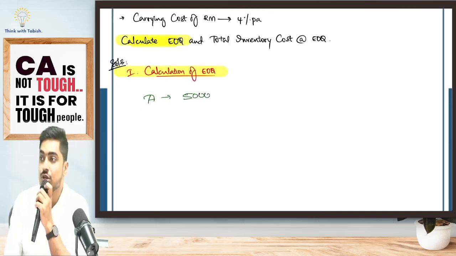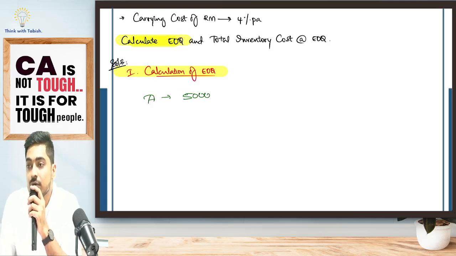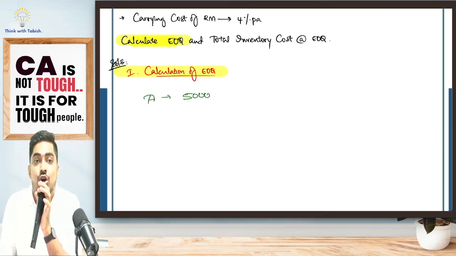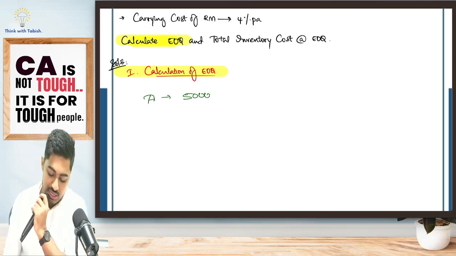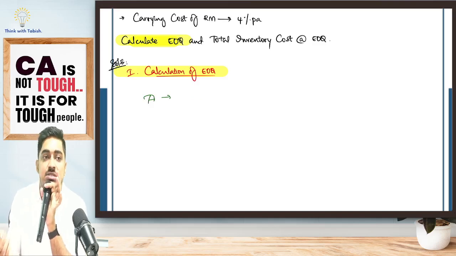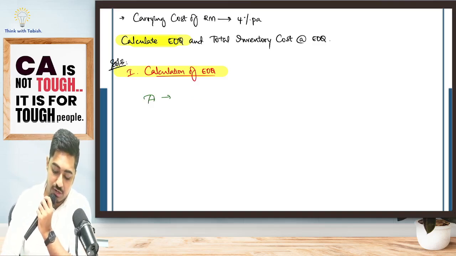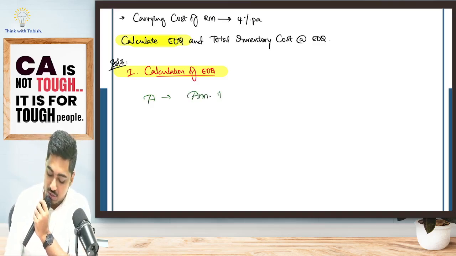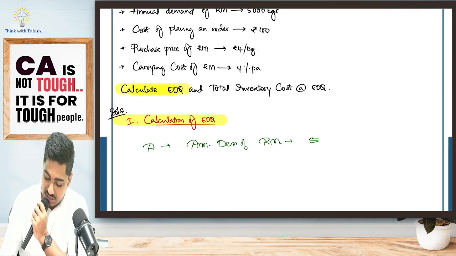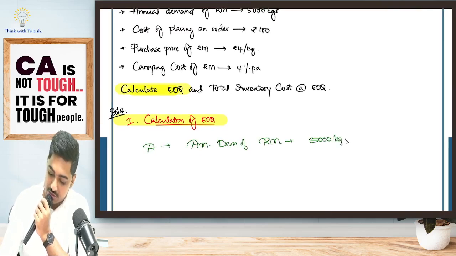How much is A? 5,000. Yes or no? No. What is A? It is annual demand of raw material. It is our duty to let the examiner know the acronyms that we have used throughout. Even if this is the acronym ICA has used, it still becomes our responsibility, because different places have different sets of formulas. So whenever you are using an annotation, A means annual demand of raw material, which is 5,000 kgs. Yes or no, everyone?